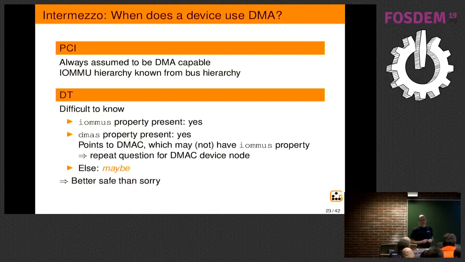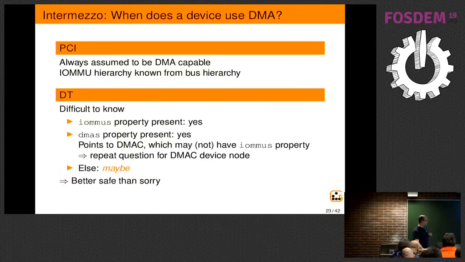Some devices don't do DMA themselves. They use a DMA controller that is indicated in DT by using a dmas property. If that property is present, then you know that the device uses DMA. You have to be careful there, because the DMA will be handled by the DMA controller. So ideally, that one should have an iommus property too, else it will use DMA without an IOMMU, which is unsafe.